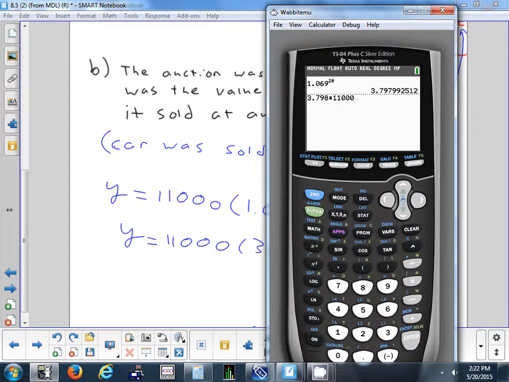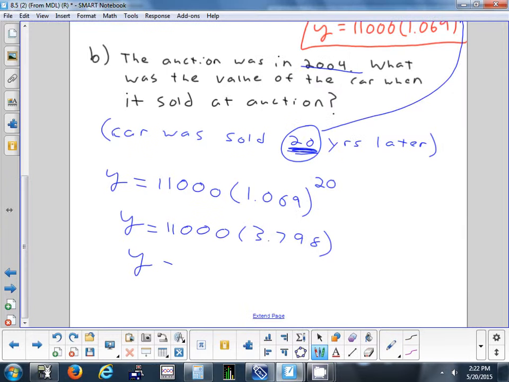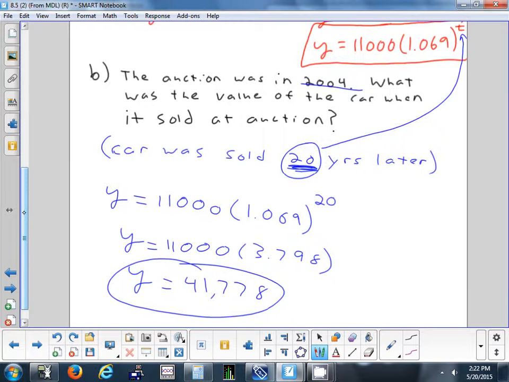Well, you could have typed 11,000 first. It doesn't matter. Just multiply them together. And now the value of the car is $41,778. Wow. Right. So you can see that over 20 years, the value of the car a little more than doubled. It was worth $20,000. Now it's worth $41,000.